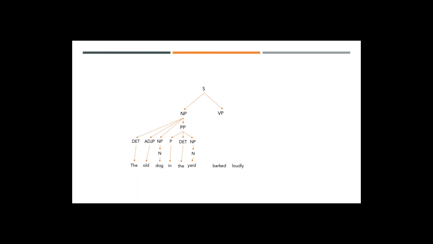The noun phrase is composed of a determiner, an adjective phrase, a noun, and a prepositional phrase. And these, in turn, map onto the words, the old dog in the yard. In the other part of the sentence, the verb phrase, in this case, is made up of a verb and an adverb phrase. The verb is barked, and the adverb is loudly. Mapped out completely, the sentence looks like this.